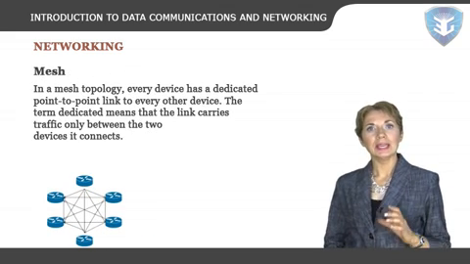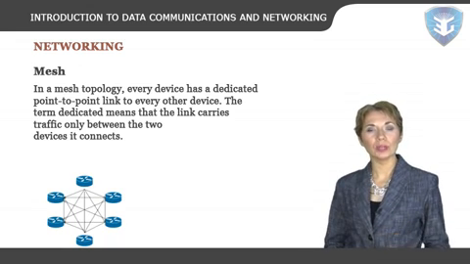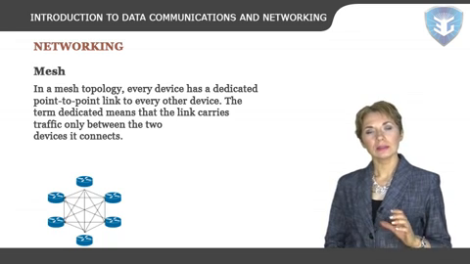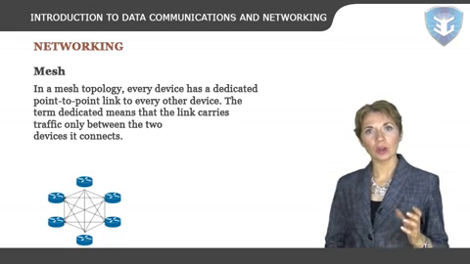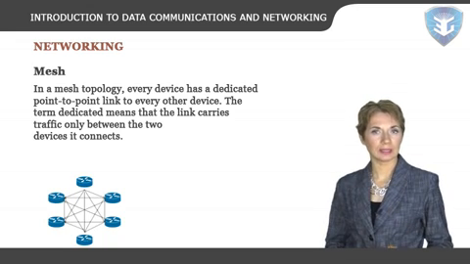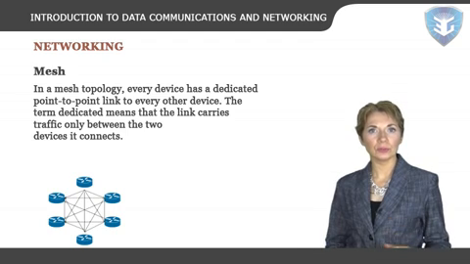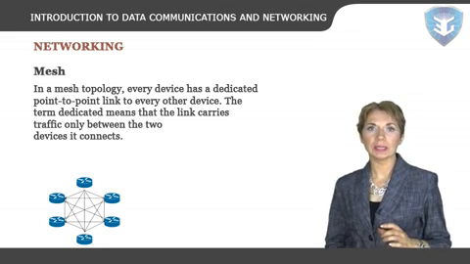Mesh. In a mesh topology, every device has a dedicated point-to-point link to every other device. The term dedicated means that the link carries traffic only between the 2 devices that it connects. To find the number of physical links in a fully connected mesh network with n end nodes, one first considers that each node must be connected to every other node.